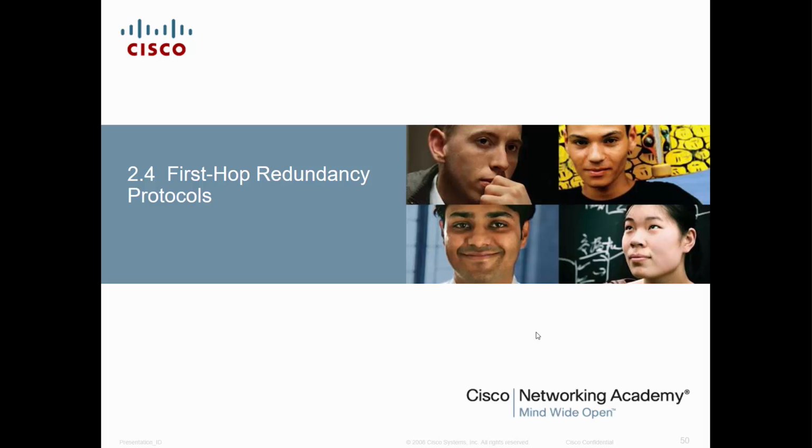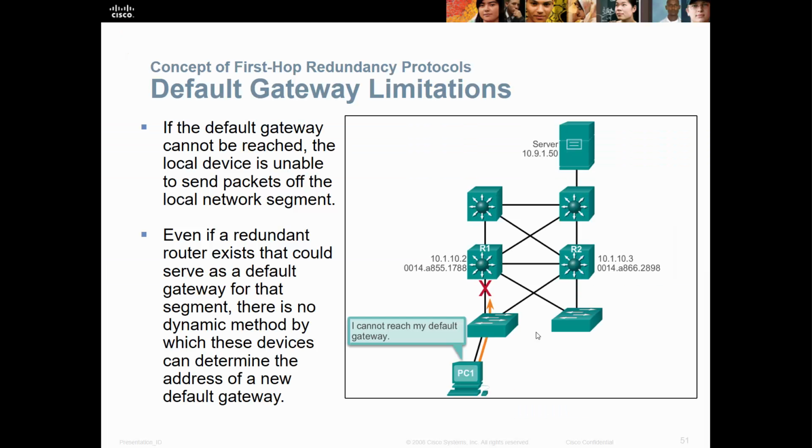All right, let's move into one of our last major topics. First hop redundancy protocols. So what happens when we have one gateway? If the default gateway cannot be reached, the local device is unable to send packets off of that network. Even if there's a redundant router that could serve as that default gateway, there is no dynamic method to do it because we have one IP address that is our default gateway.